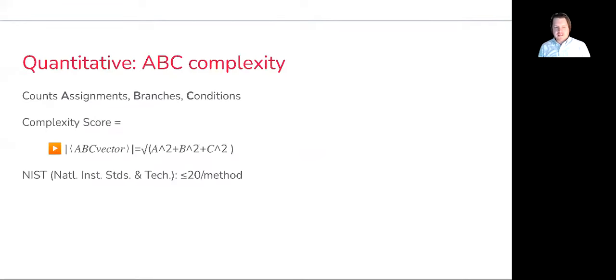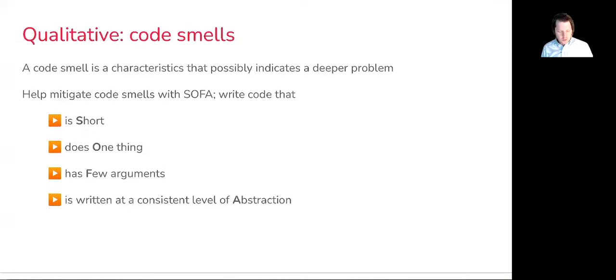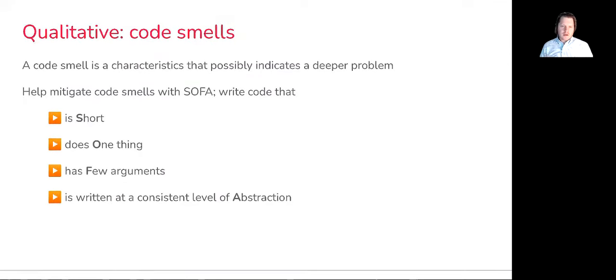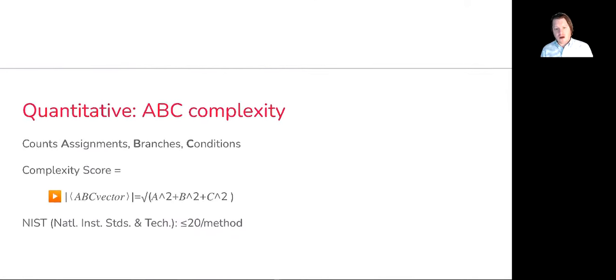So we're going to get into some quantitative metrics now. What we talked about up to this point were these qualitative code smells, if you will, and a couple of ways to avoid them. We didn't get into them in depth other than saying, hey, they're out there and they can be indicative of problems within our code. To help mitigate this, write short code that does one thing, has few arguments, and is written at a consistent level of abstraction. That will increase readability, and also help us in crafting our tests against that particular block of code.